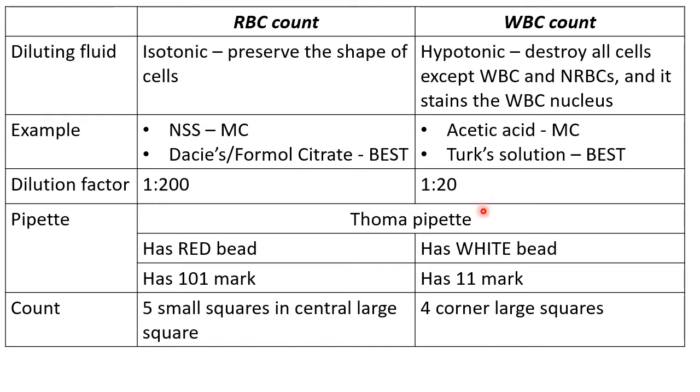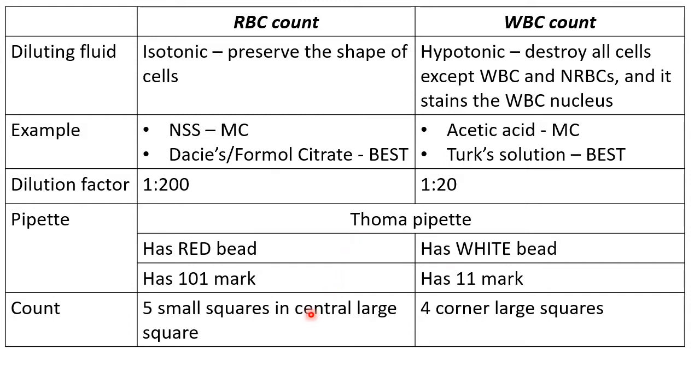Sa pipetting manner, dalawa ang pwede mong gamitin, no? RBC Toma pipette and the WBC Toma pipette. So, ano ang difference ng dalawang material? The RBC Toma pipette has the red bead. So, ito yung marking mo, no? Ito ang gagamitin mo for your RBC. And it has a 101 mark to achieve the 1:200 dilution factor. Okay? While in WBC count, ang Toma pipette ay may white bead and has 11 marks. So, papakita naman natin yan later on.